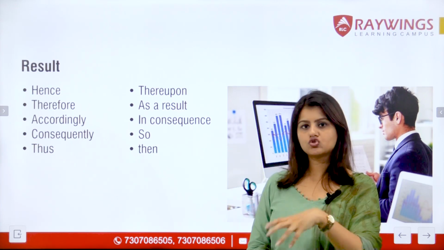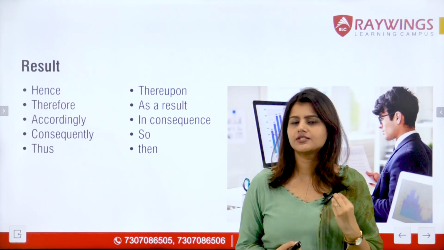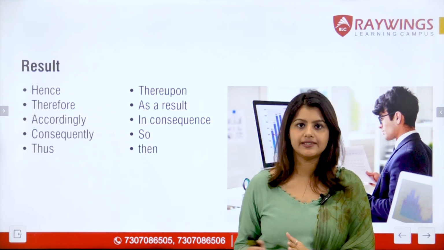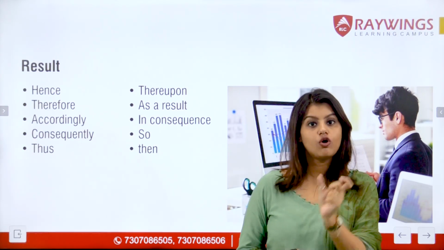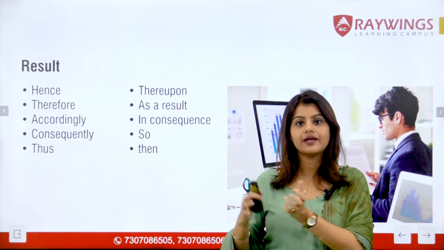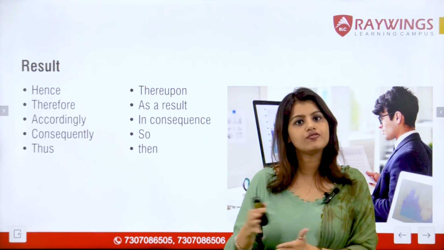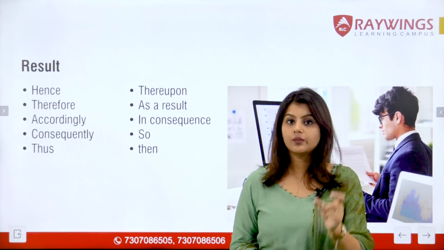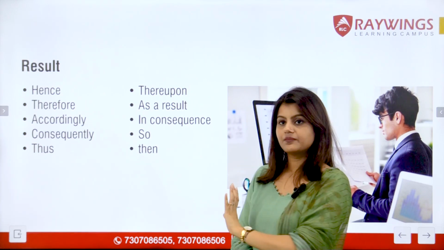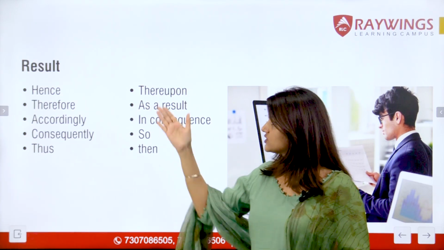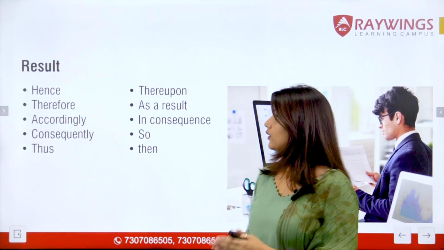In consequence, so, then. So if I can say, as a result of not working hard, he failed in the exams. सो एज अ रिजल्ट मैंने क्या बताया? मैंने एज अ रिजल्ट ऑफ से स्टार्ट किया, कॉज बताया, एंड देन आई गेव द रिजल्ट ऑफ इट. सो एज अ रिजल्ट ऑफ नॉट वर्किंग हार्ड, ही फेल्ड इन द एग्जाम्स. सो यहाँ पर रिजल्ट बताने के लिए आई यूज द लिंकिंग वर्ड एज अ रिजल्ट. So these are all those words which can be used for telling a result or for giving a result of something.